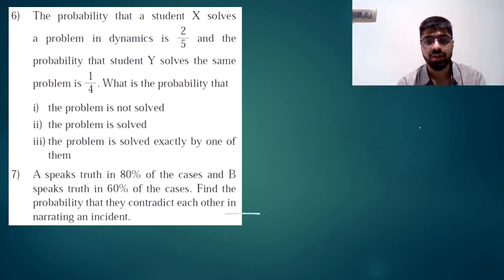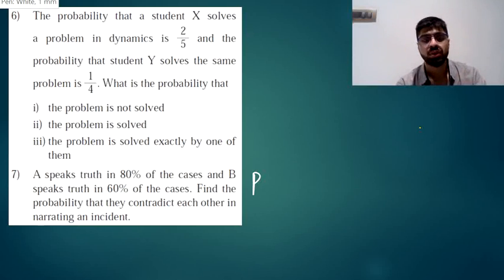Let's continue with the seventh question. Here it says that A speaks truth in 80% of the cases. A is the person himself. And B is speaking the truth only in 60% of the cases. Find the probability that they are going to contradict each other in a given incident. If they are contradicting each other, then either A is lying and B is telling the truth, or A is telling the truth and B is lying.